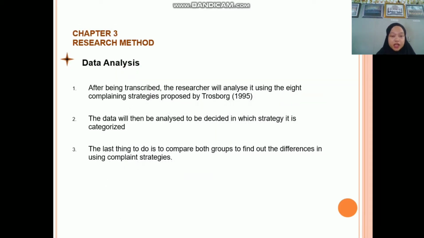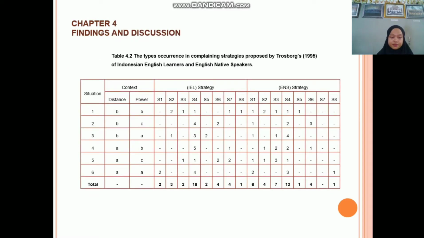After being transcribed, the researcher will analyze it using the complaint strategies proposed by Trosborg 1995. The data will then be analyzed to decide in which strategy it is categorized. The last thing to do is to compare both groups to find out the difference in using complaint strategies.